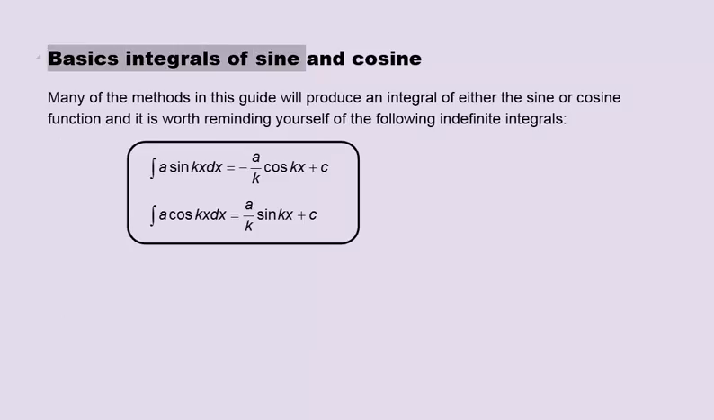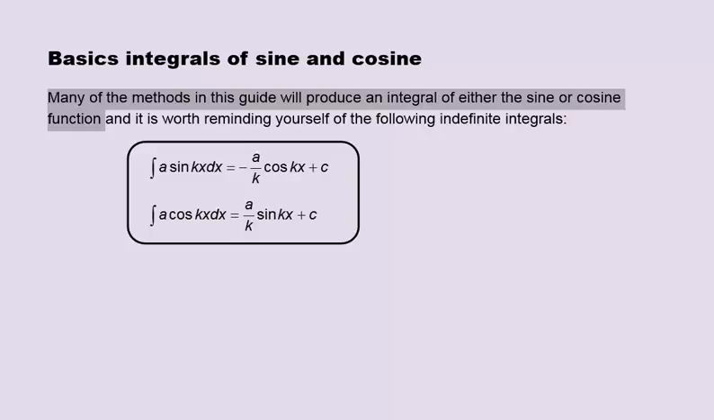Basic integrals of sine and cosine. Many methods in this guide will produce an integral of either the sine or cosine function, and it is worth reminding yourself of the following indefinite integrals. The integral of a multiplied by the sine of kx with respect to x equals minus a divided by k multiplied by cos of kx plus c. The integral of a multiplied by the cos of kx with respect to x equals a divided by k multiplied by sine of kx plus c.